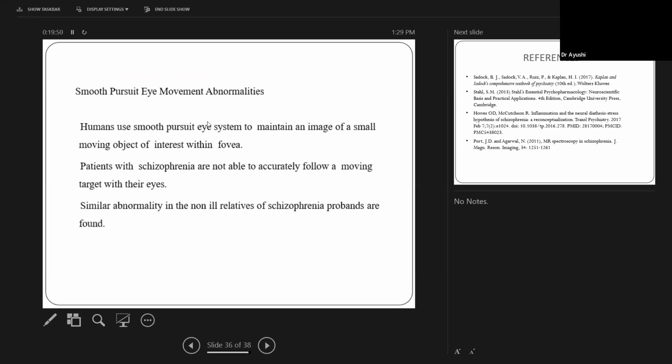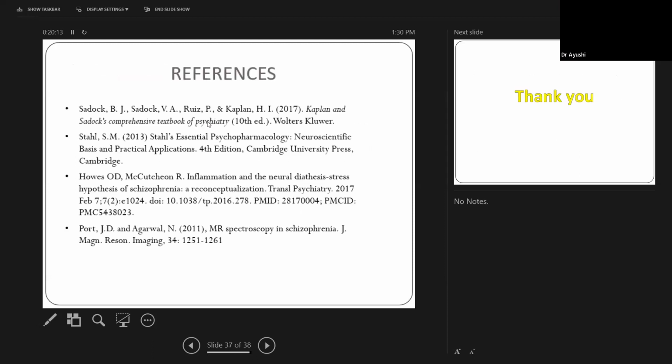And the last is smooth pursuit eye movement abnormalities. Humans use a smooth pursuit eye system to maintain an image of a small moving object of interest within the fovea. Patients with schizophrenia are not able to accurately follow a moving target with their eyes. A similar abnormality is seen in the non-ill relatives of schizophrenia patients. These are my references.